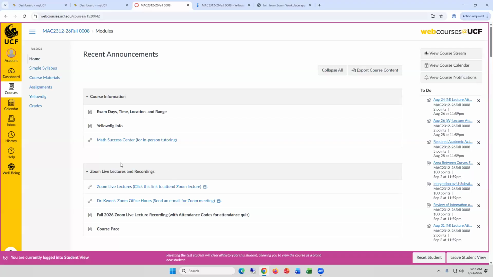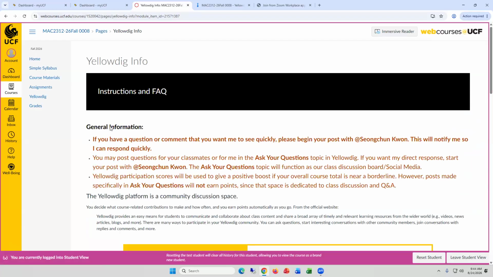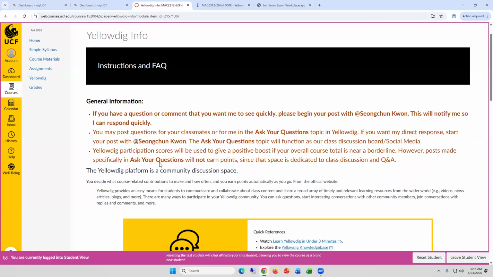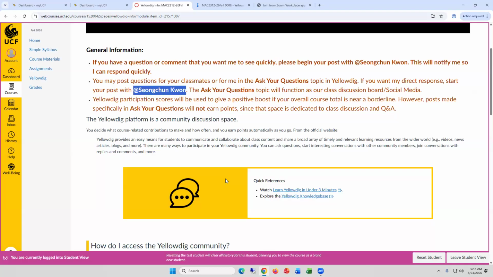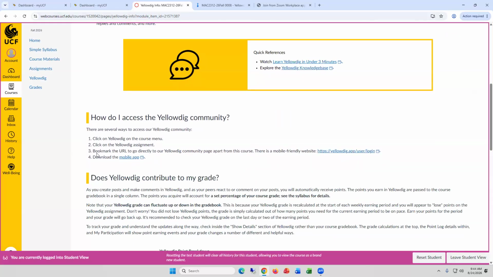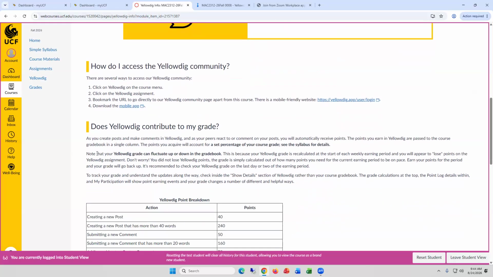But usually Yellowdig doesn't inform that someone posted something. So if your question is urgent and is about a course general regulation related question, then when you post it, you have to type at this. And then it will give me a notification and I will be able to answer your question quickly. There is an introduction about Yellowdig.